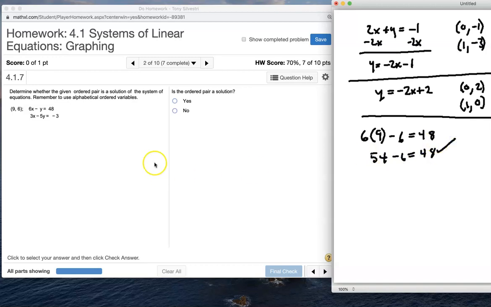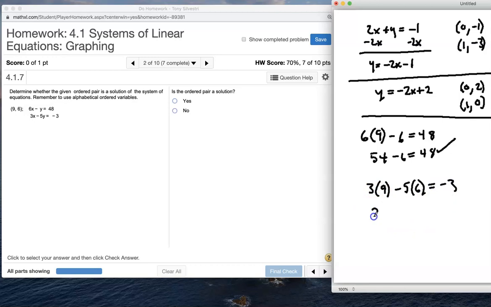The first line checks out. If it didn't check out, don't bother doing the second line. If this first equation didn't work, then it's not a solution. They both have to work. So let's go on the bottom here and plug in 3 times 9 is x minus 5 times y is 6. And let's see if that's negative 3.